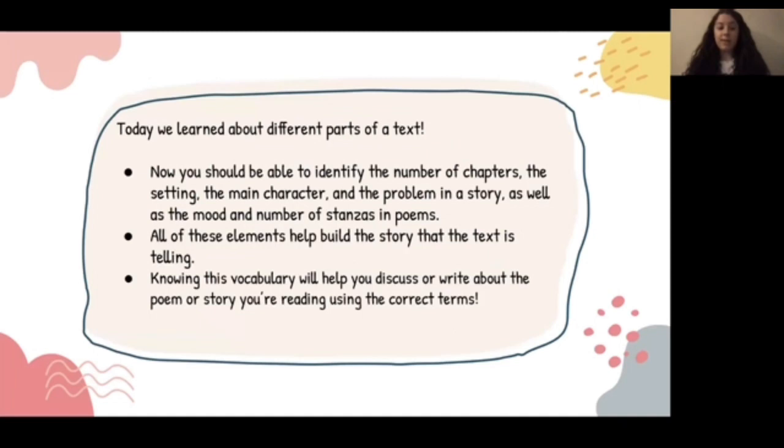Today, we learned about the different parts of a text. Now you should be able to identify the number of chapters, the setting, the main character, and the problem in a story, and also the mood and number of stanzas in a poem. All of these elements help build the story that the text is telling. Knowing this vocabulary will help you to discuss and write about the poem or story that you're reading using the correct terms.